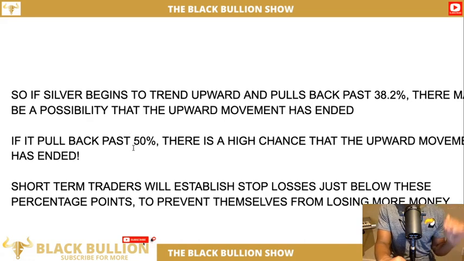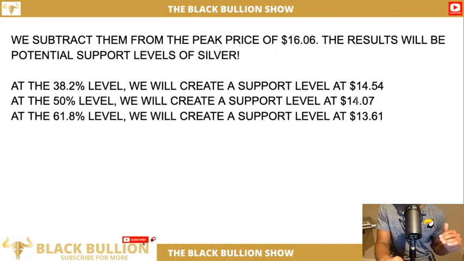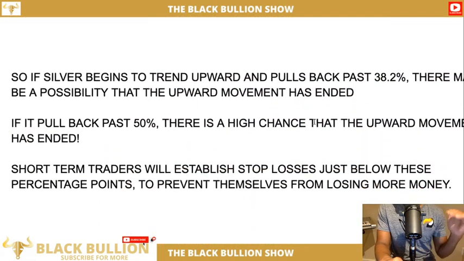Now, if it would have gone past below 50%, mind you, 50% would be at $14.07, then there is a high chance that that upward movement ended. Let's continue. Short-term traders will establish stop losses just below this 38.2% or 50% percentage level to prevent themselves from losing more money. Now, why would they do that? Because if, again, there's upward trajectory and there's a pullback past 38.2, there's a possibility that the upward movement actually has no legs and it ended. So they'll put a stop loss right below 38.2 to prevent them from losing more money.